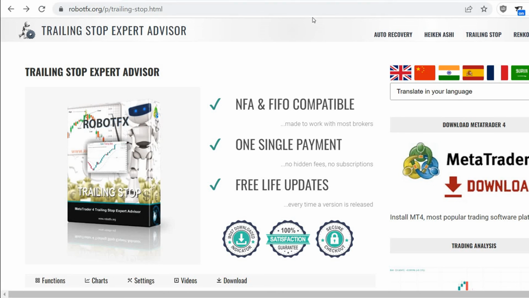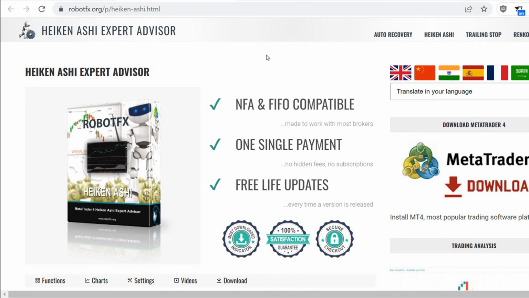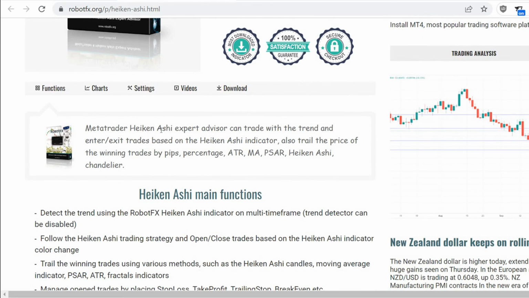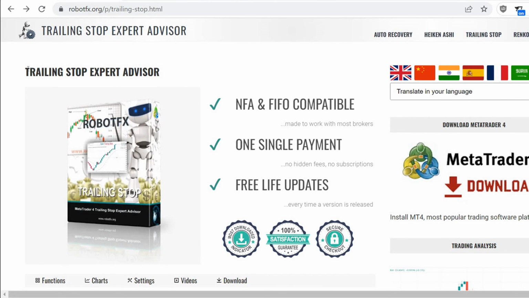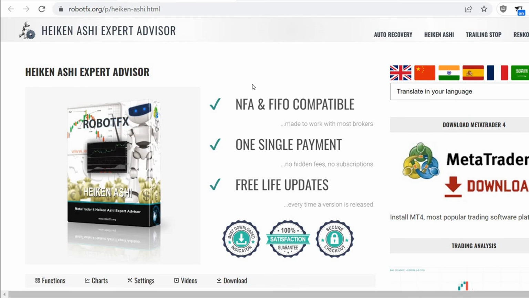The last thing that needs to be said about the trailing stop EA is that the trailing stop expert advisor algorithm is also implemented in the Heiken Ashi expert advisor, which is an expert advisor that can trade with trend following using mostly the Heiken Ashi indicator, and it can also trail the price using the same Heiken Ashi indicator. Therefore, if you are looking for an all-in-one trading solution that can trail the price following the same criteria as the trailing stop EA, I recommend the Heiken Ashi expert advisor as well. Obviously, if you are using this one, you will not need the Trailing Stop EA.